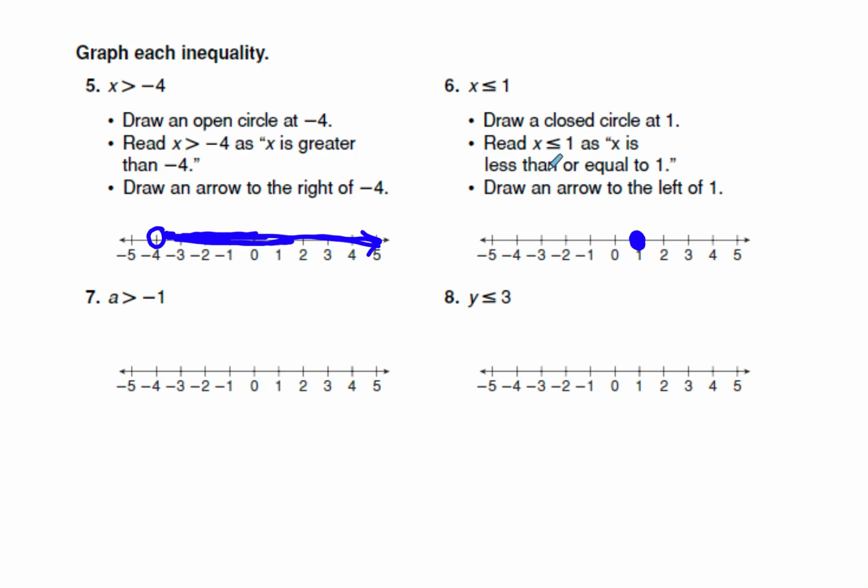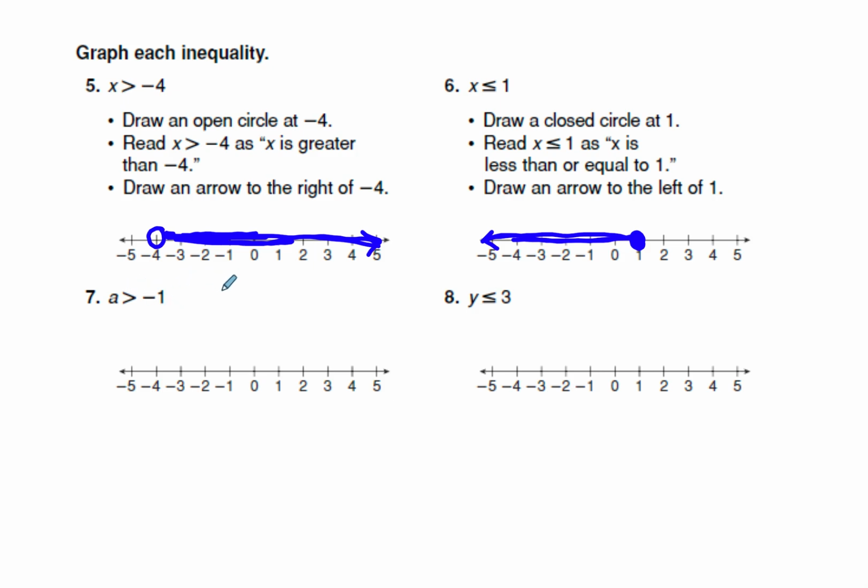Then it's less than or equal to. So we're using numbers to the left here because we're looking for ones that are less than 1. If I take one of these like negative 3, that would be true. Negative 3 is less than or equal to 1.